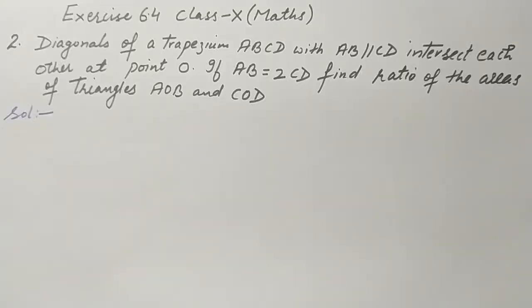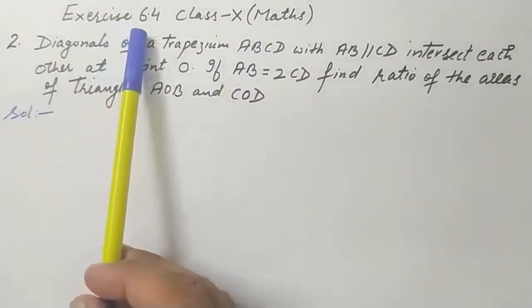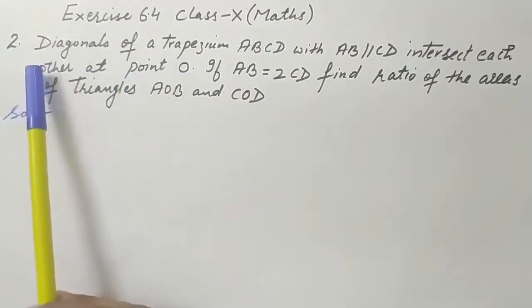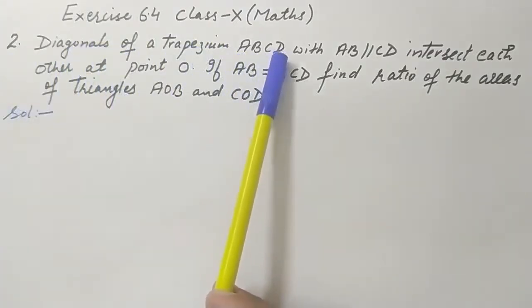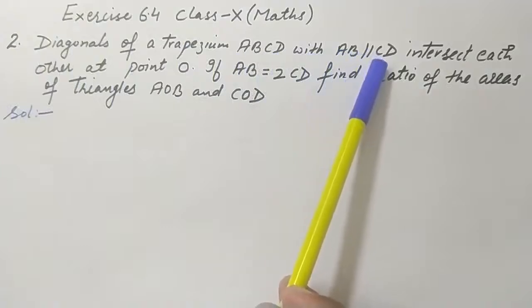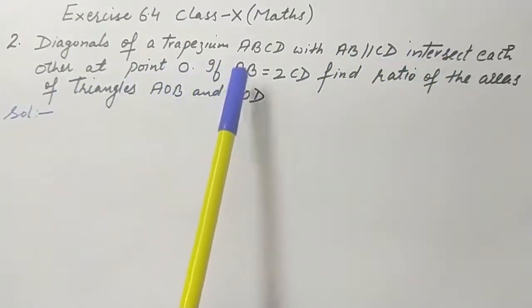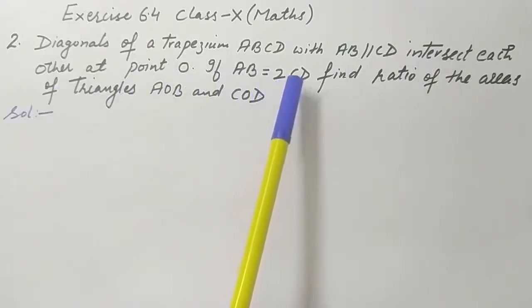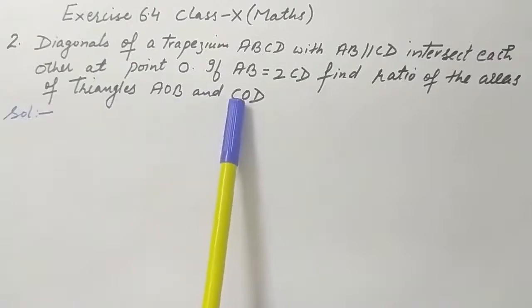Let's do this question. The question is taken from class 10 maths exercise 6.4 and this is the second question. The question is: diagonals of a trapezium ABCD with AB parallel to CD intersect each other at point O. If AB is equal to double of CD, find the ratio of the areas of triangles AOB and COD.